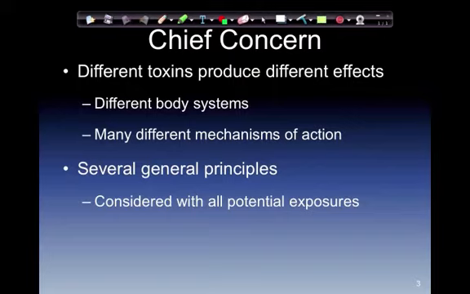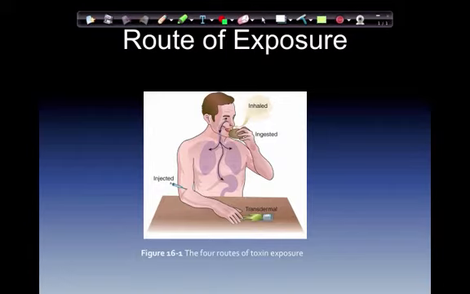Route of exposure. Next picture we're going to look at is figure 16.1, 4 routes of toxic exposures, and they are ingestion, inhalation, transdermal, and injected. And this is in your book, figure 16.1. So transdermal, this would be by touching. Injected would be by piercing the outer layer of skin. Ingestion, we ate it or we inhaled the toxin.